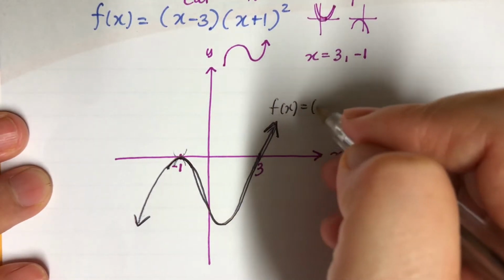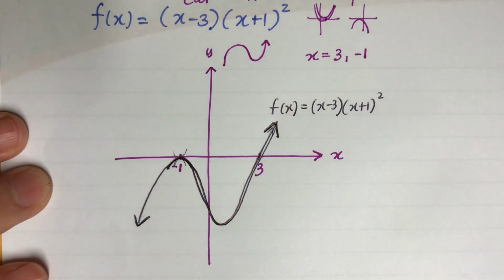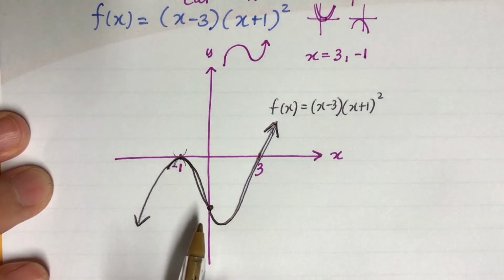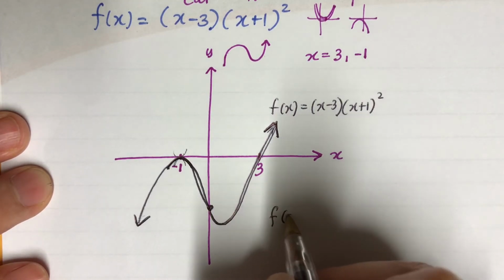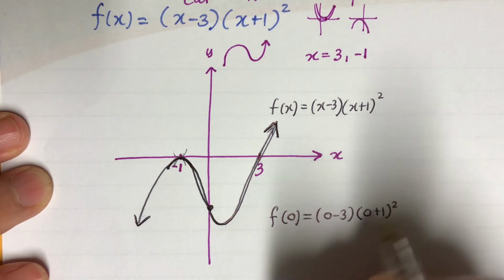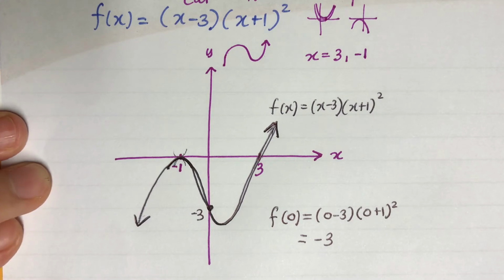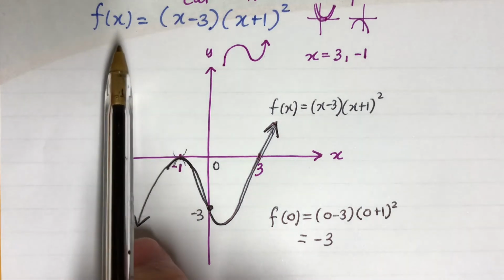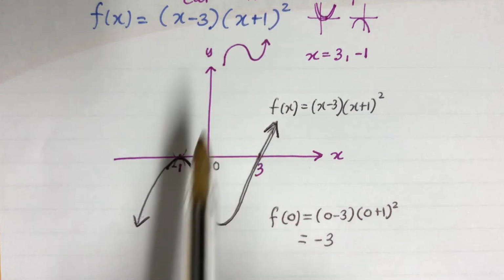My graph's name, I'm just writing the name of that, is this. Now that actually cuts through here. What is that? Well, that's the y-intercept when x equals 0. That's easy to find. When x equals 0, what do I get? Minus 3. So that's my minus 3 right there. So there you go, I've done. That's my sketch for f of x equals x minus 3 times x plus 1 squared, roughly.